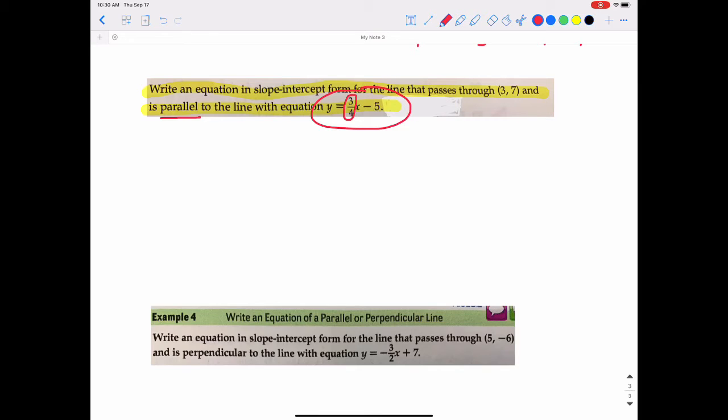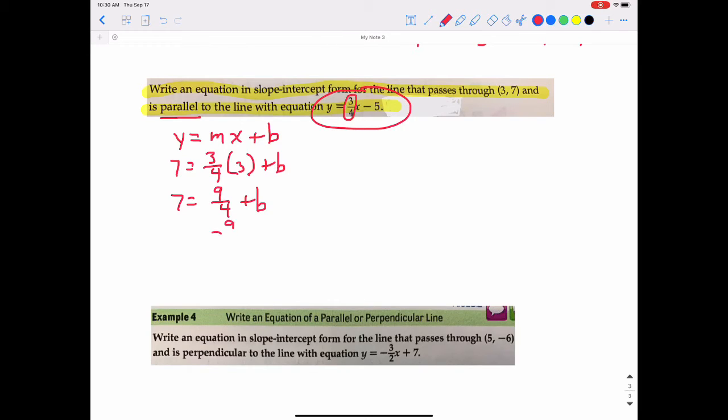So just like we've done already, we're going to write the equation of a line that goes through (3, 7), and we already know the slope. The slope is 3/4. So we go right back to slope-intercept form, y equals mx plus b. So we know y is going to be 7. M is from our equation, 3/4. X is 3. And again, we solve for b. We will take 3/4 times 3. That's 9/4.